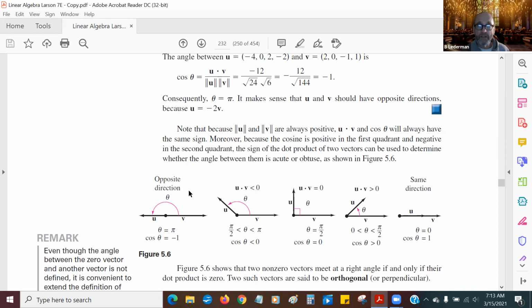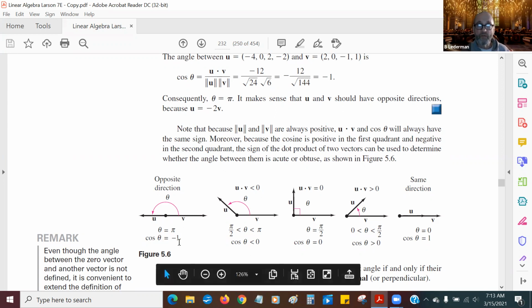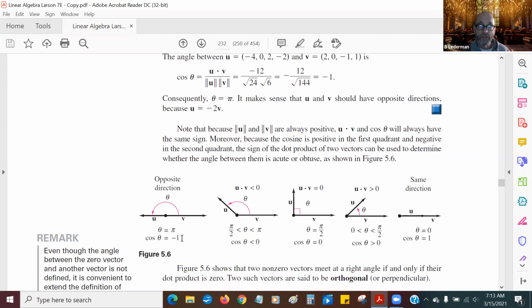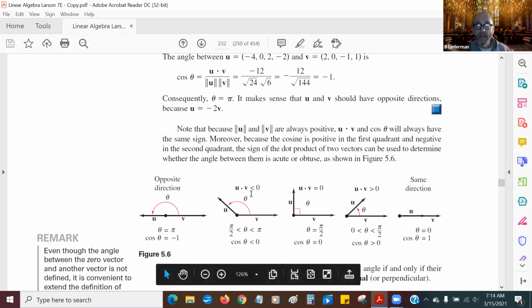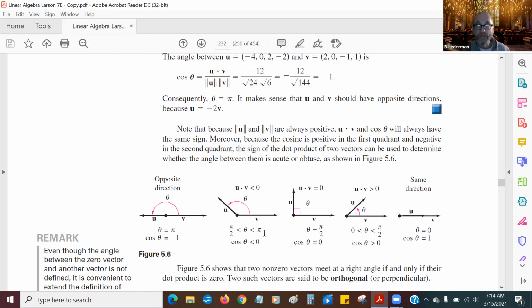Here we have some nice little pictures. When theta equals pi, cosine theta equals -1. So if we do this whole formula and we get cosine equal to -1, that means theta is equal to pi. If we get a negative cosine, that means theta is between pi over 2 and pi, meaning it's an obtuse angle, or it's in the second quadrant.